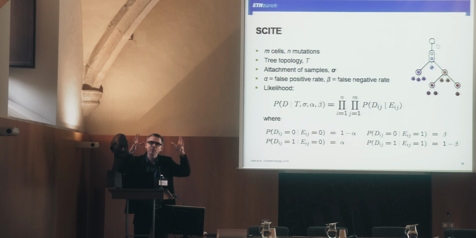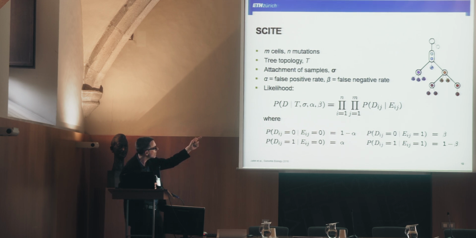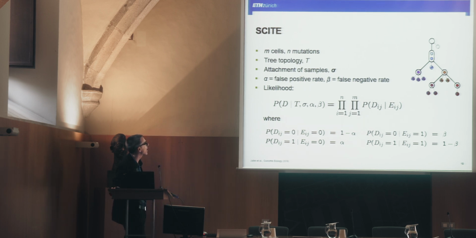That's the probability of this binary matrix, maybe with missing data. And it just factors over all cells, and it factors also over all mutations. And then you just have the probability of the entry in your matrix, Dij, given the expected value. And the expected value is given by the tree topology and the attachment of the cell. And it's just given by this confounding matrix where the false positives and false negatives enter.